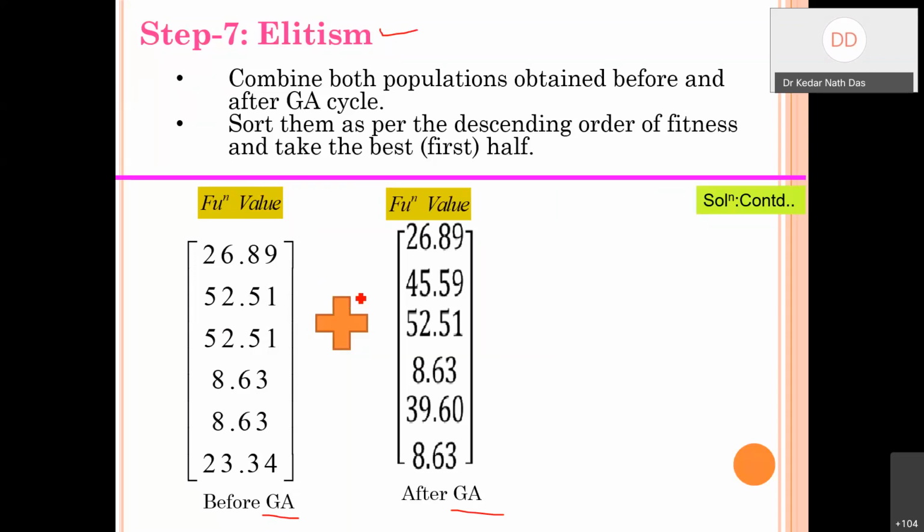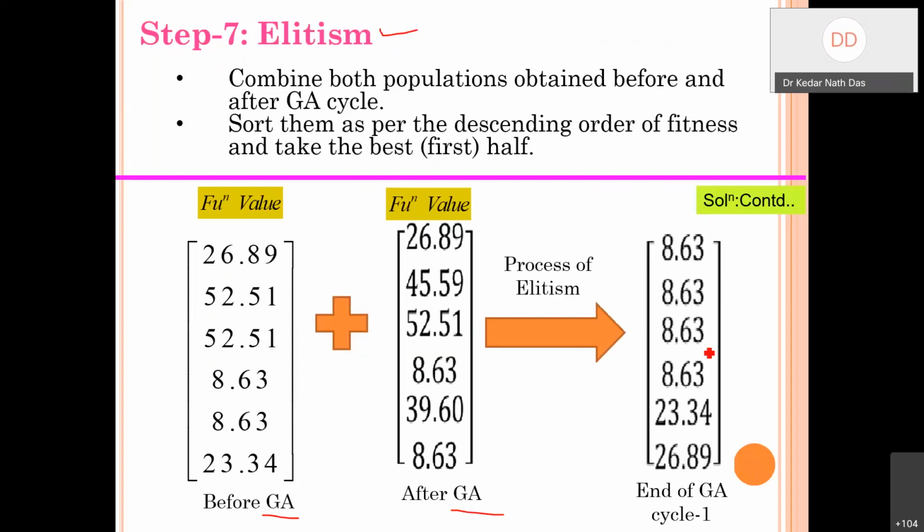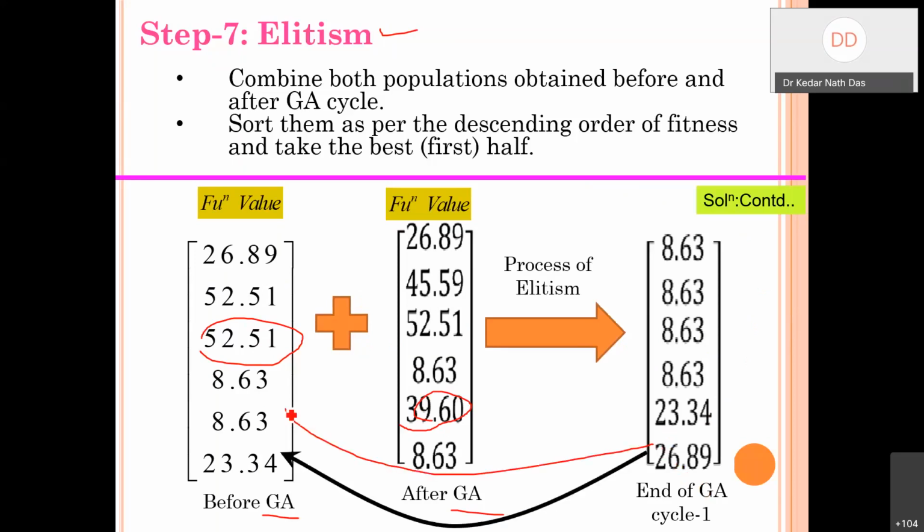Then again we will go for selection, crossover and mutation. It is a cyclic process. So this will give you the best individuals. You can see that the worst ones automatically die off. The best 6 have been taken after combining these two. It's called elitism and it is a repeated process. So the end of the GA cycle is here. After the elitism, this will be applied again as the initial population.